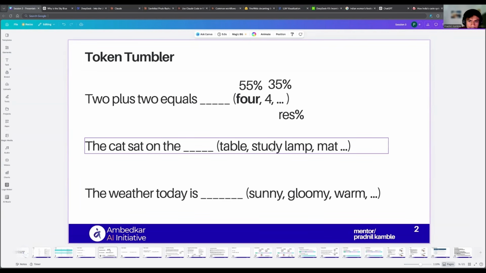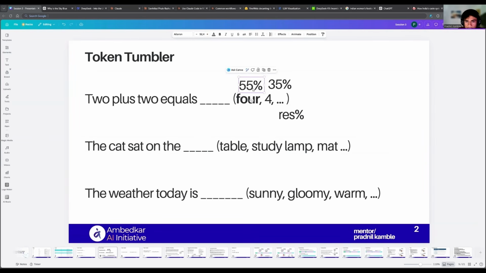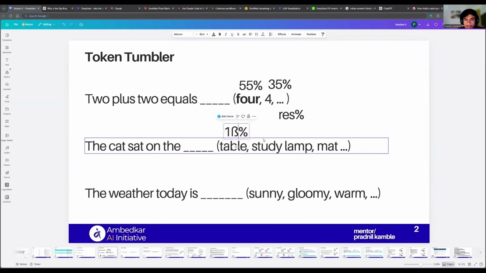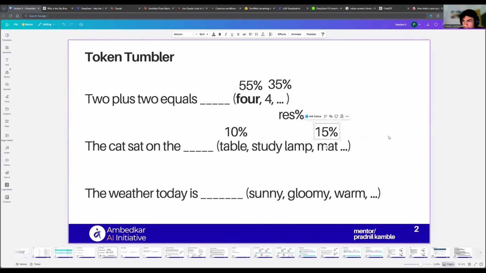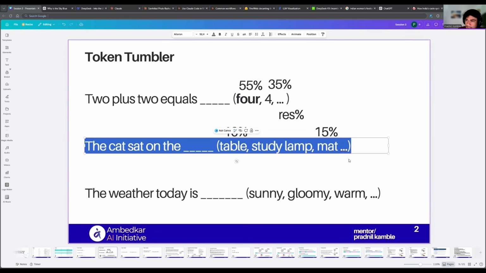Similarly, I can't really assign properly in this case. I'm not sure which one would be the right thing. I don't know if I should give 55% to this. It doesn't make sense to me. I can also give it maybe 10%, or maybe 5. I think this is more likely to me, so I'll give it 15%. The point here is that in this case, I really don't understand.